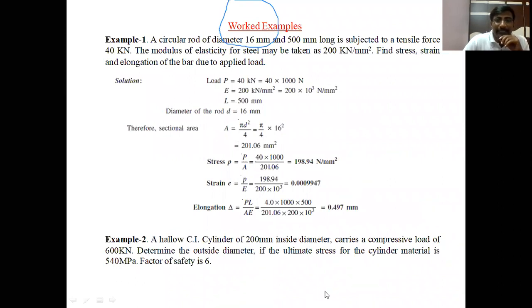First worked example. First example, carefully observe example 1. A circular rod of diameter 16 mm and 500 mm long. Here, whatever the dimensions, we have to convert into mm. Generally, the SI unit of length is meters. Here in MOS, mechanics of solids, we convert every linear dimension into mm, millimeters. Clear?